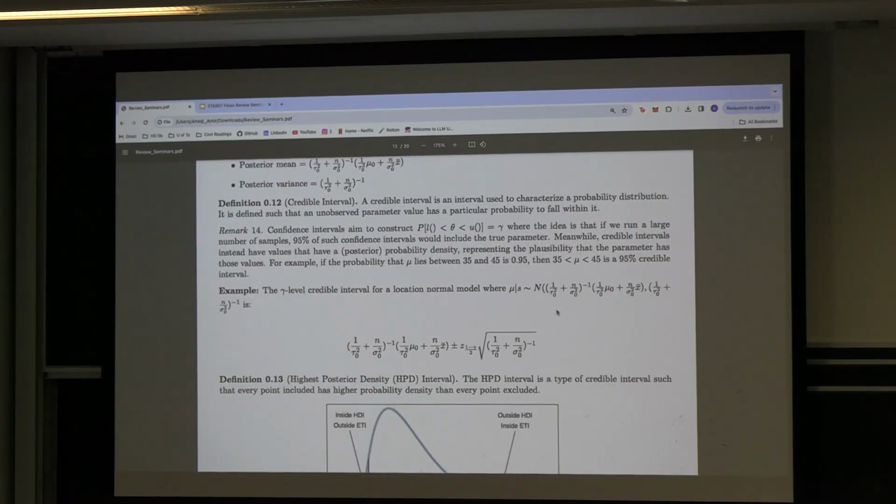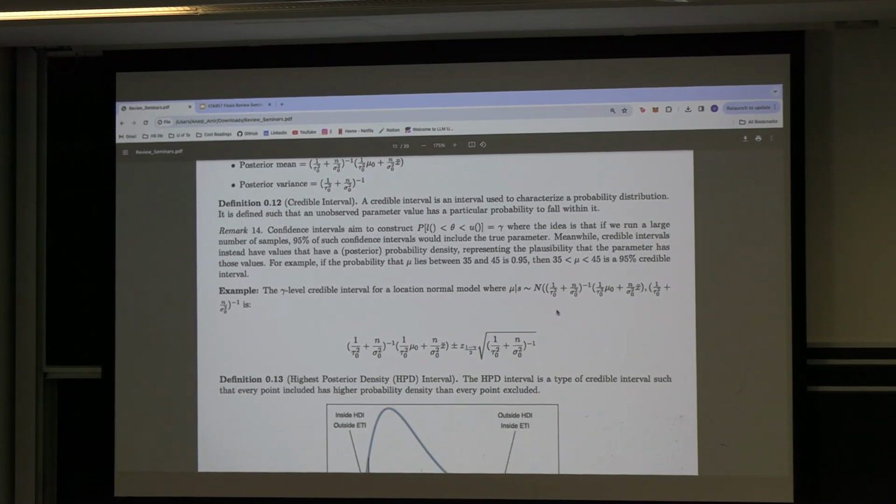Moving on, now that we know how to calculate the mean, the variance, and the posterior distribution in general, there's something called a credible interval, which is basically a counterpart to the confidence interval in the frequentist approach. A credible interval is an interval used to characterize the probability distribution. Come on in, just take a seat. It is defined such that an unobserved parameter value has a particular probability to fall within it.